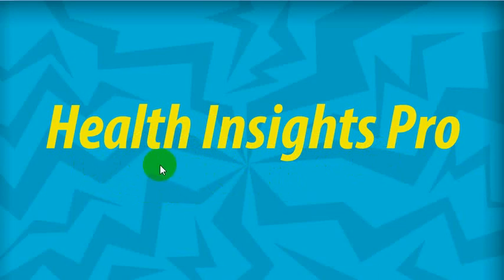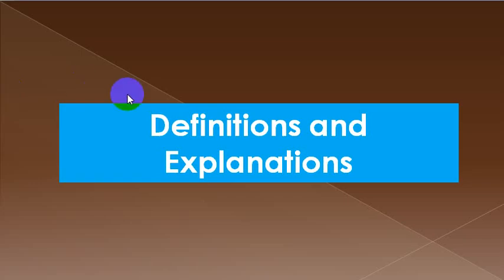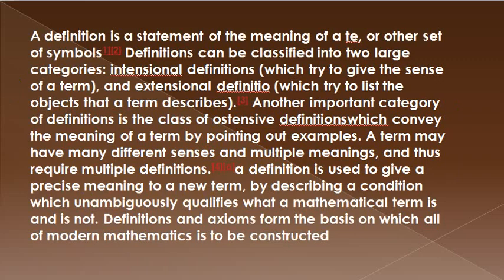Today's video topic, first we will read it out: Definitions and Explanations, which we will read today. A definition is a statement of the meaning of a term or other set of symbols. Definitions can be classified into two large categories.